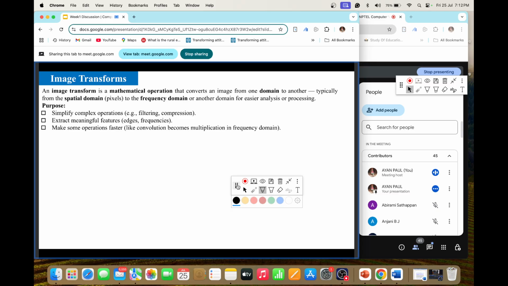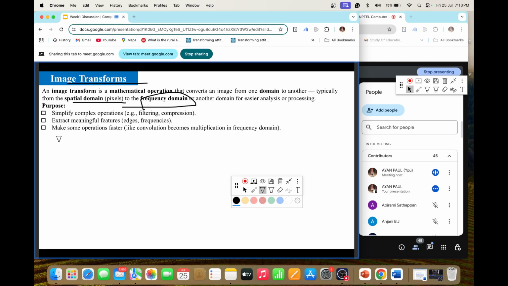Image transform is a mathematical operation that converts the image from one domain to another domain. This transform can be used in signal processing or image processing, and an image can also be thought of as a 2D signal. That is why we are doing the transform. The image that we originally had is in the spatial domain. We have a space, and in this space there are different pixels. That is the spatial domain. So what is our target? To change into a frequency domain. That is known as image transform.